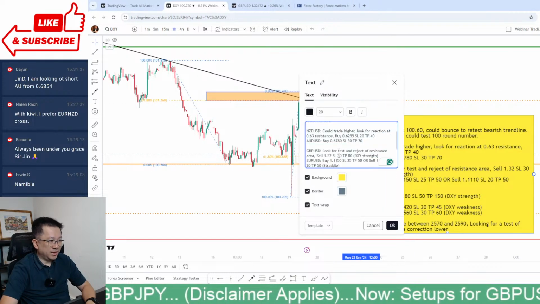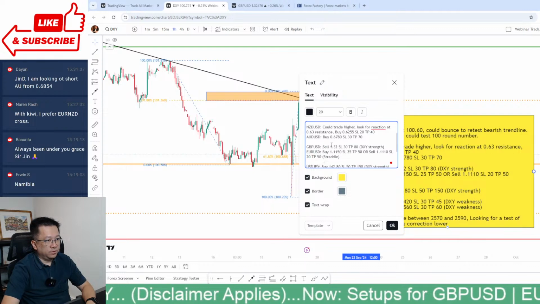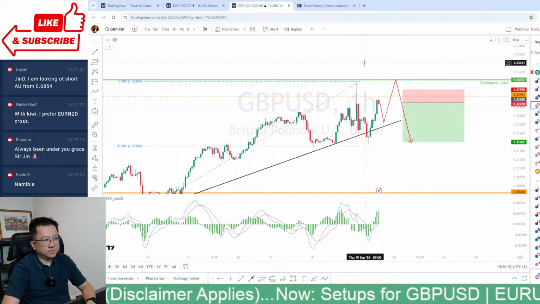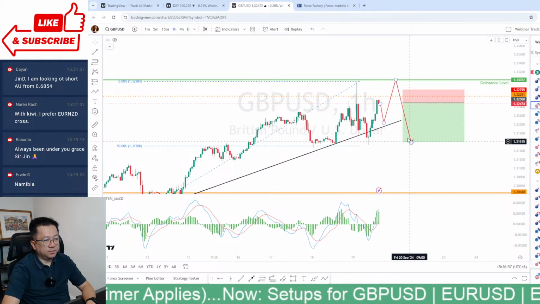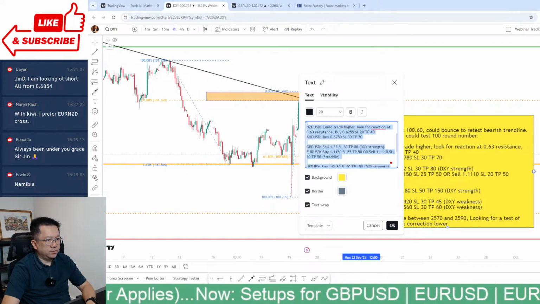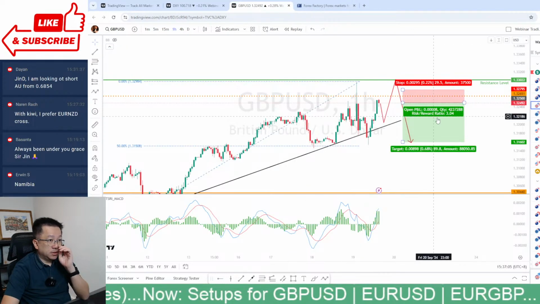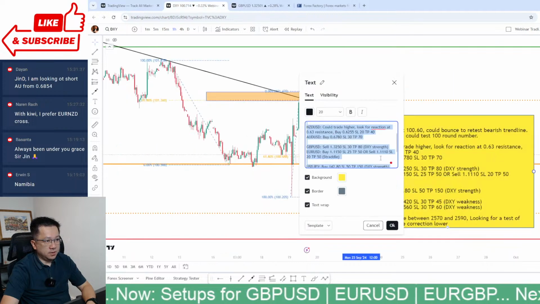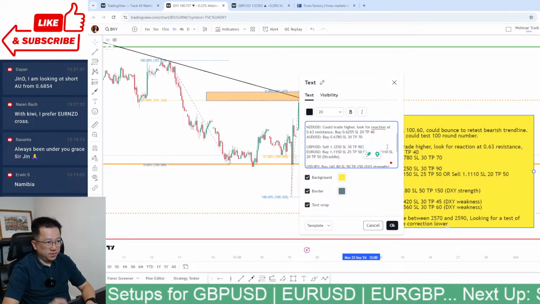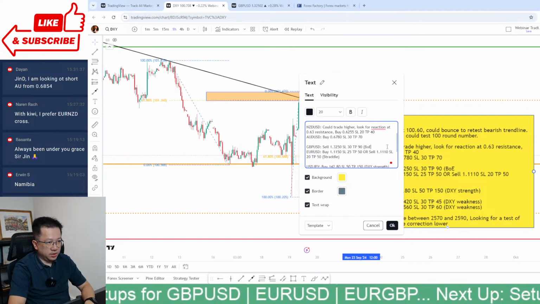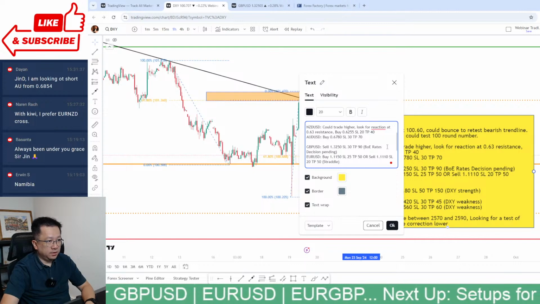1.3250. So it's still testing the area. We don't need to put that. 1.3250. That's reject, break, down. Yes. So 1.3250. Stop loss 30. Take profit 90. Remember, this is the BOE rates decision pending. Okay.